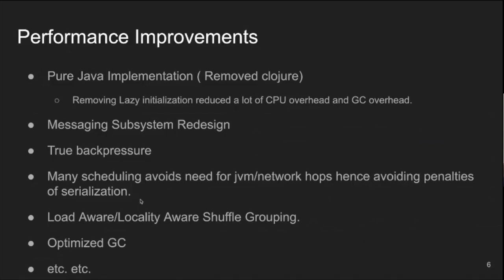Scheduling changes have happened a lot more, going beyond 1 worker. The cost of serialization and deserialization really starts to go up as the number of workers and the size of the topology goes up. So there are certain improvements in the scheduling logic that I'll talk about in later slides, really helping us lower the penalties of serialization. Load aware and locality aware shuffle grouping and additional grouping has also helped us lower the hops that a particular event will take across workers or across the racks.